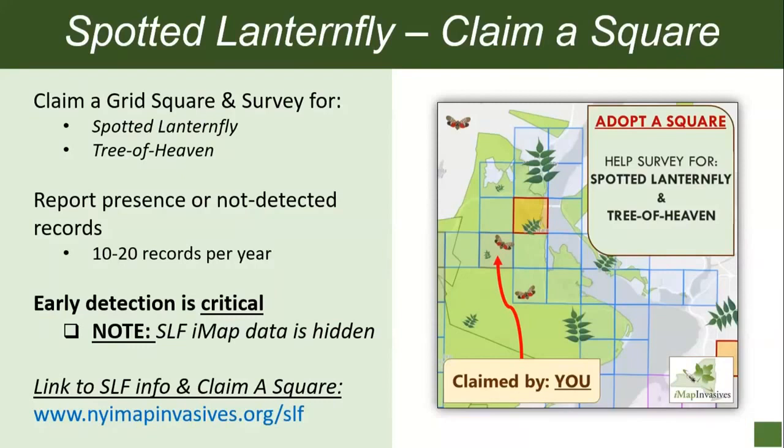And we really want to emphasize that early detection is critical for spotted lanternfly and many other species. A special note for spotted lanternfly in particular is that the data is currently hidden within iMap, so you will not see the distribution when you look at the online interface, but you can view the distribution for tree of heaven. And if you want to see the current distribution of spotted lanternfly, you can go to the New York State IPM website, or New York State Integrated Pest Management.